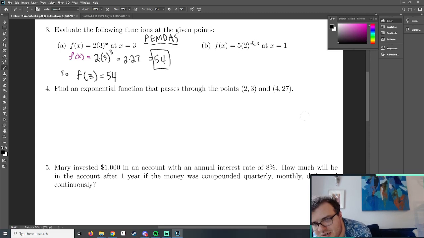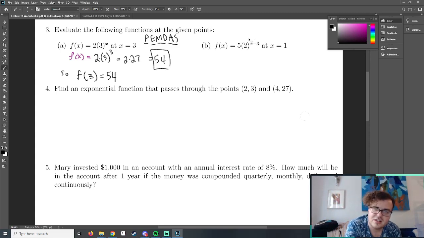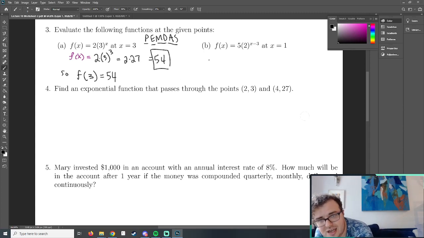This is an exponential where the x value is being messed with first, so that's a horizontal shift. This is being translated horizontally to the right 3 units. But it doesn't matter, we can still plug in 1 just fine. So here we have f of 1 equals 5 times 2 to the 1 minus 3.